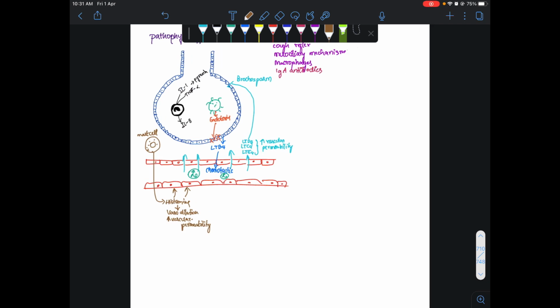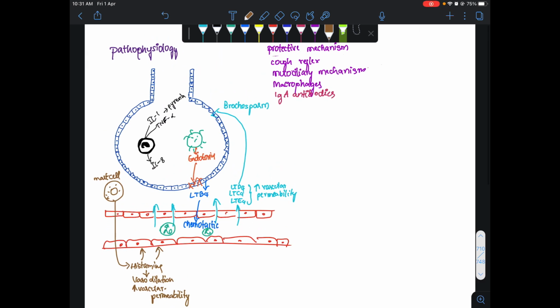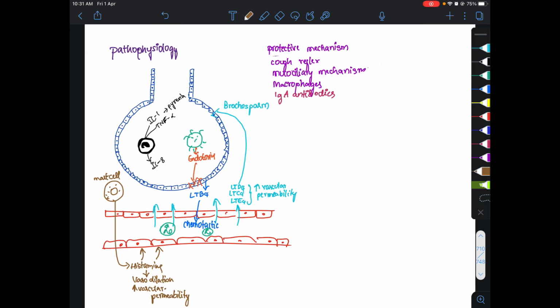And let's see the pathophysiology. As we already discussed, due to impairment or dysfunction of these protective mechanisms like the cough reflex, mucociliary mechanism, or macrophages and IgA antibodies, due to the decrease or destruction of these protective mechanisms, there will be infection by the bacteria or virus.